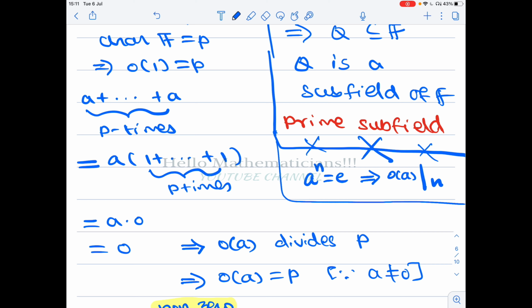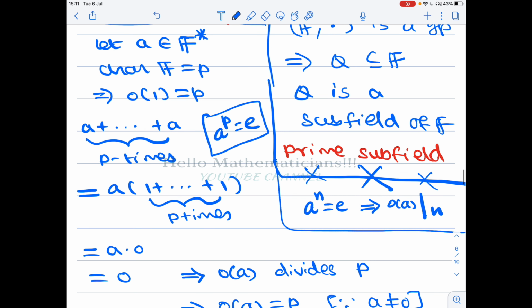So now what we have got is A power P equals identity. Because in the additive group, the identity element is 0. In the additive group, A power P means A added with itself P times. So we got A power P equals E, because A added with itself P times gives 0. So this means that A power P equals identity.